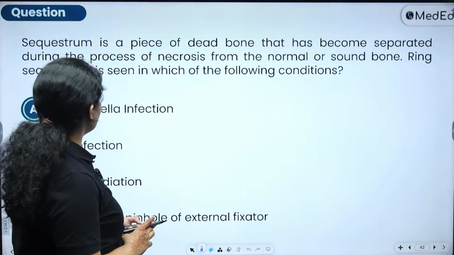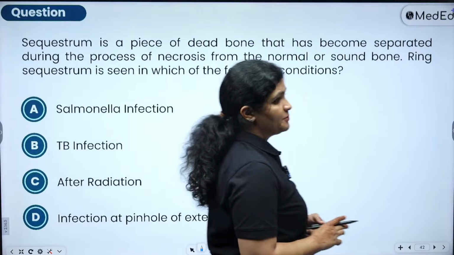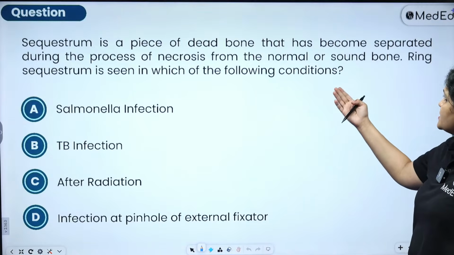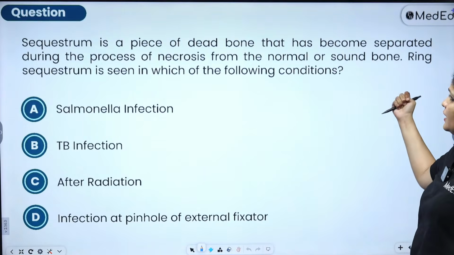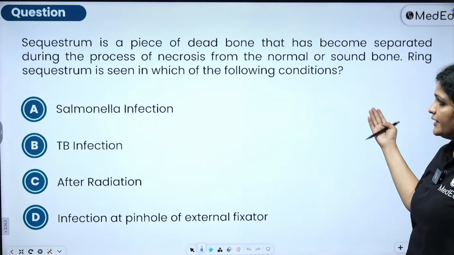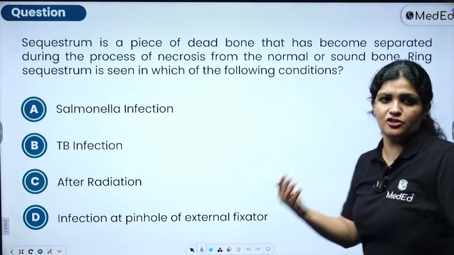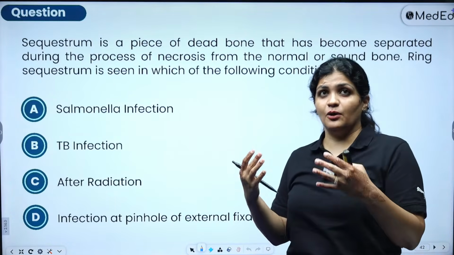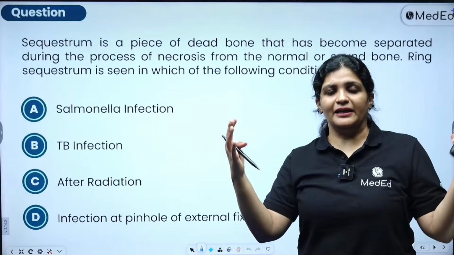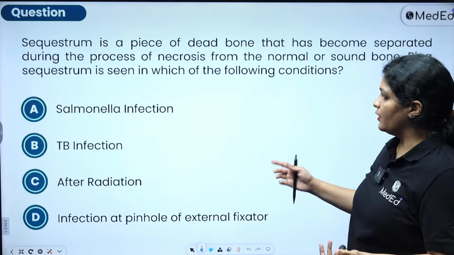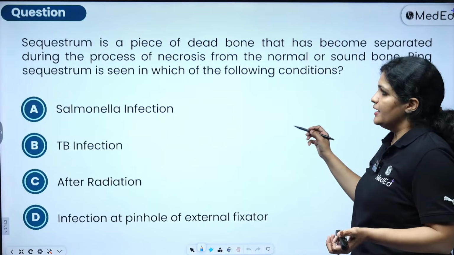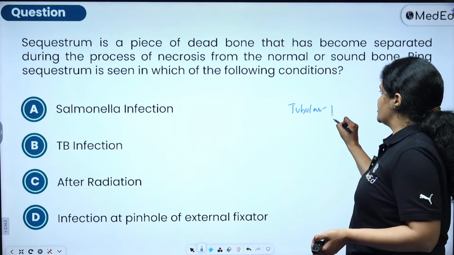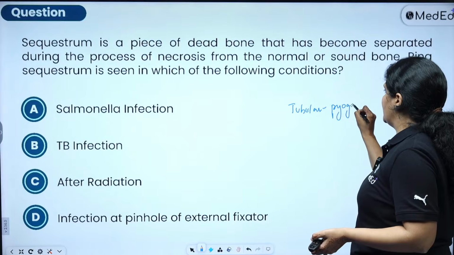Yes. Sequestrum is a piece of dead bone that has become separated during necrosis from the normal bone or the sound bone. Ring sequestrum is seen in which of the following conditions? So they have given you the whole definition of sequestrum to ask about ring sequestrum. That is how they are framing the questions, making it big. Right. So here you already know that we have seen the tubular form of sequestrum is seen in pyogenic infection. So whenever it comes to tubular, it is pyogenic infections.